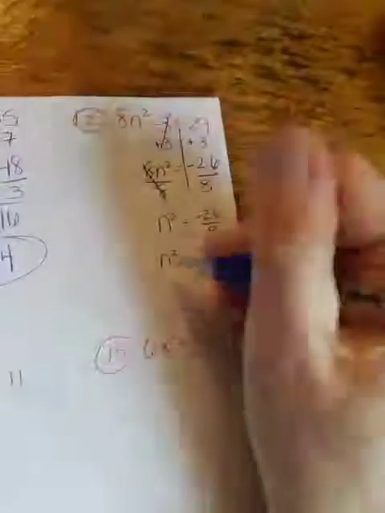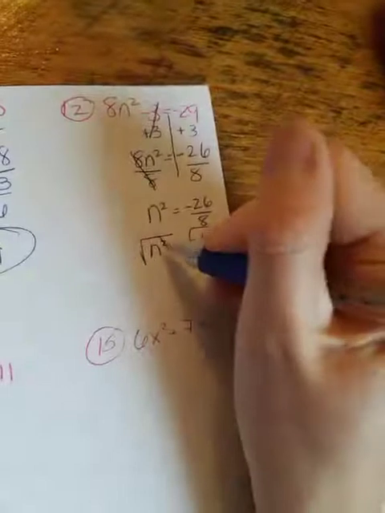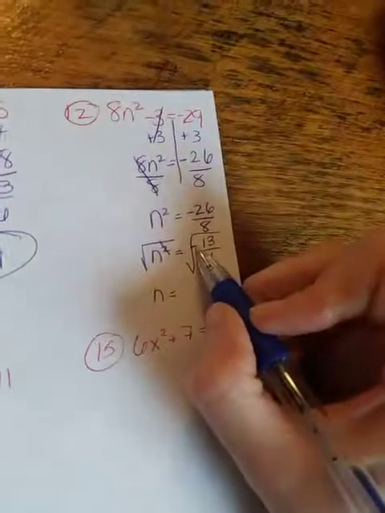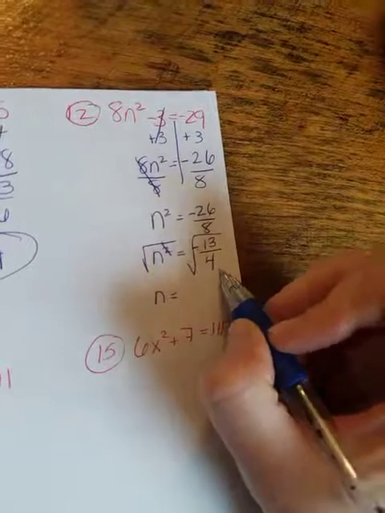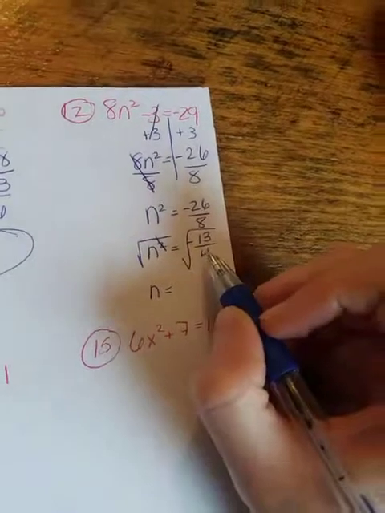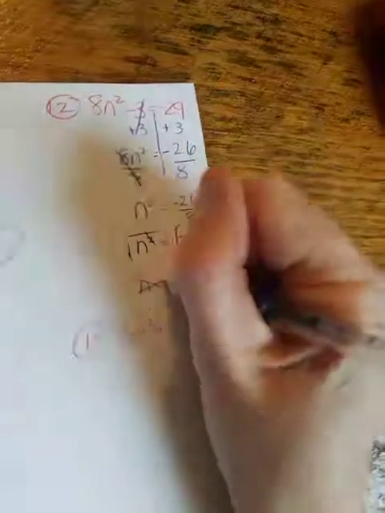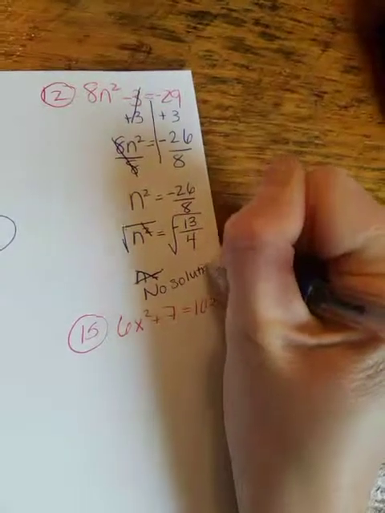And so now I go to take the square root because the n is by itself. And I get, oh, the squared and the square root cancel. But we have a problem. We have a negative under the square root. We have the square root of negative 13/4. And we talked about on the other side, can we take the square root of a negative number? The answer is no. So the answer here is no solution. There's no number that would make this equation work.